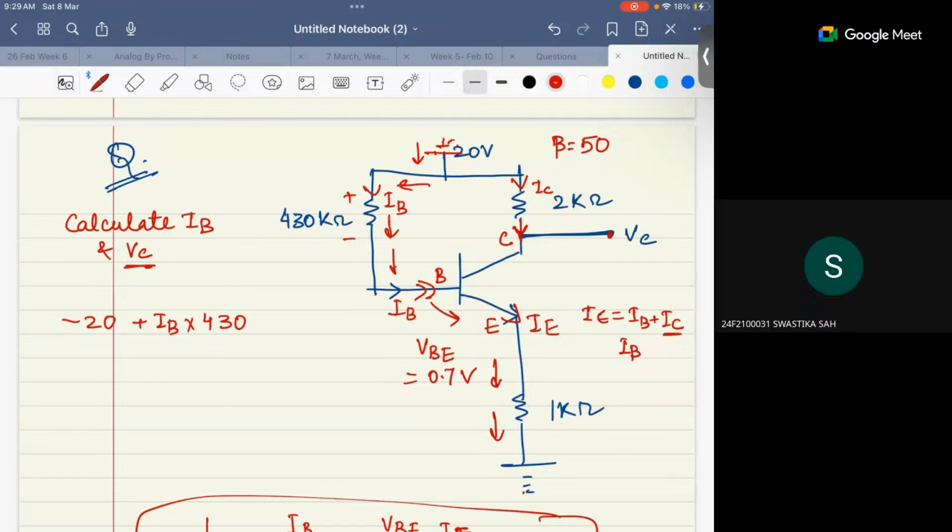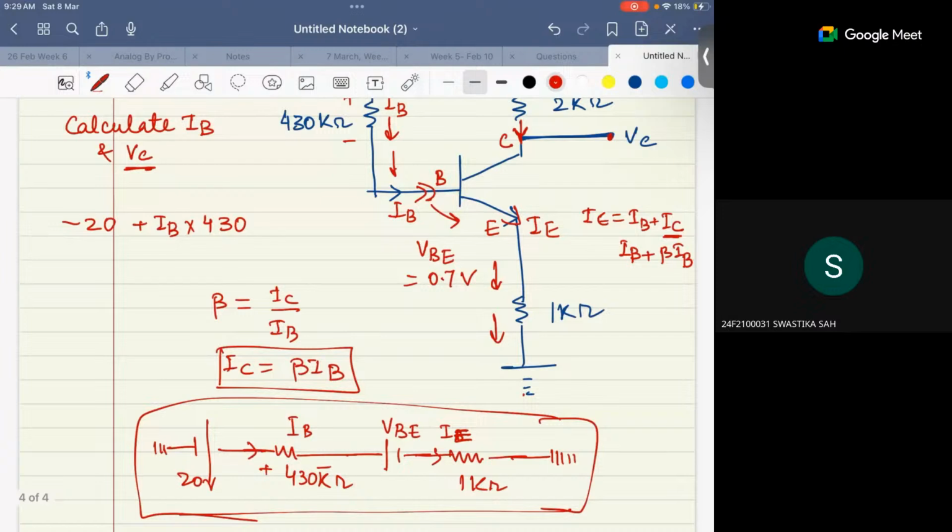So IB and IC, can I write IC as beta times IB? You already know that beta is the current gain, IC upon IB. So IC is equal to beta times IB, right? So I can write IE is equal to 1 plus beta times IB. Is this clear? Yes, sir.